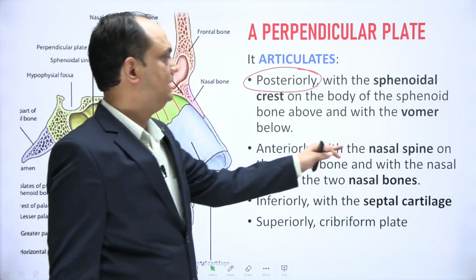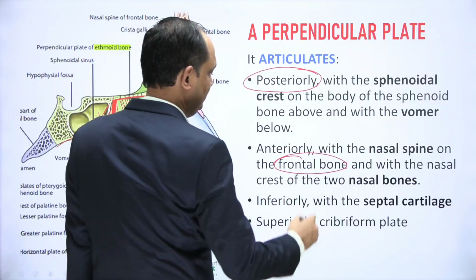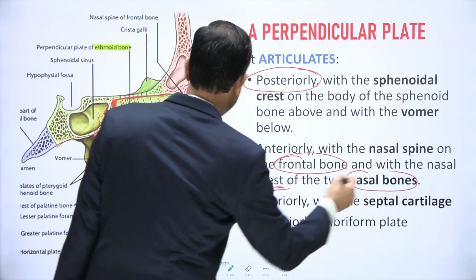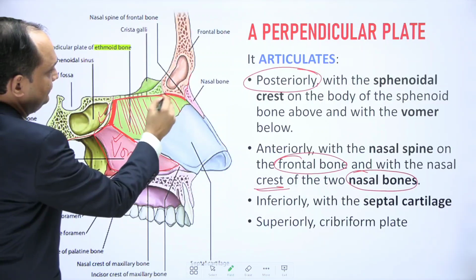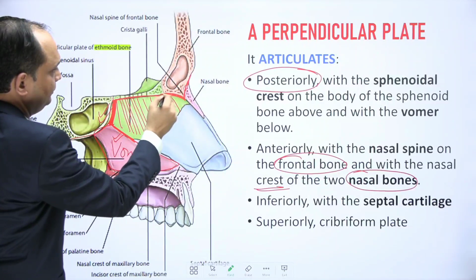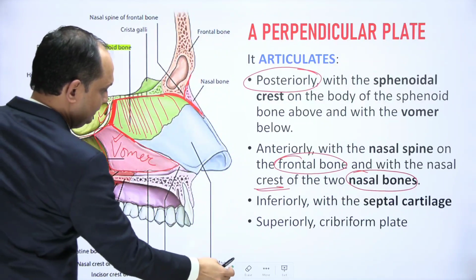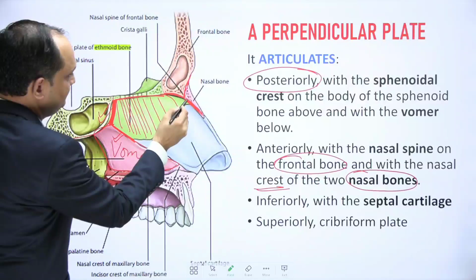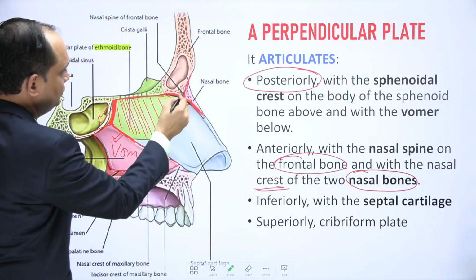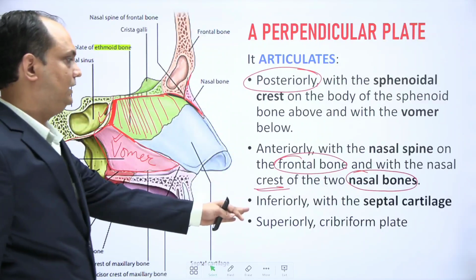Now anteriorly it is making a joint with the nasal spine of the frontal bone and with the two crests of nasal bones. So this is your frontal bone and this is the nasal spine of frontal bone, while this is the nasal bone itself. So here what you are able to understand is that this anterior part is making a joint with two bones: one is the frontal bone, another is the nasal bone.